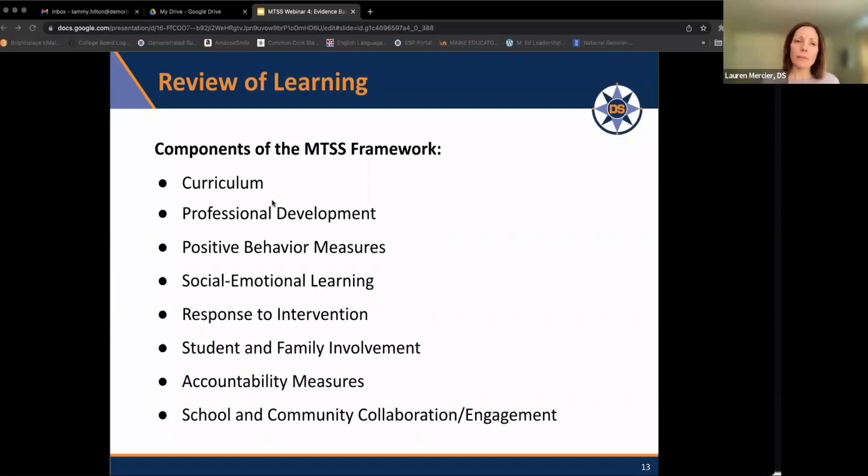Response to intervention is a component, it's a piece of the MTSS framework, right? And so we did talk a little bit about that in the introductory webinar, just in terms of, MTSS is not RTI, but RTI is a piece of MTSS, okay? Student and family involvement is foundational, as is taking different accountability measures, making sure that we're using our data to respond to student needs. And then again, school and community collaboration and engagement. So not just the student and the family involvement, but seeing how we can reach beyond that and into our local communities for support as well.